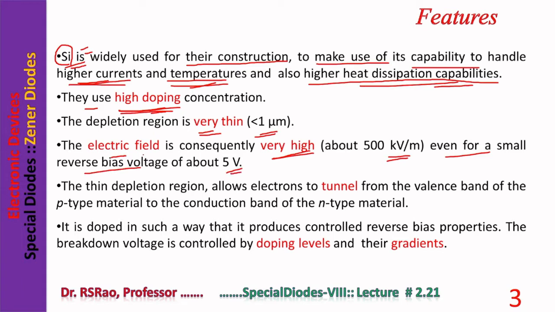Notice, field is potential gradient. As width is small, potential gradient naturally becomes very high. The thin depletion region allows electrons to tunnel from the valence band of the p-type material to the conduction band of the n-type material. Tunneling is a phenomenon associated with quantum mechanics.